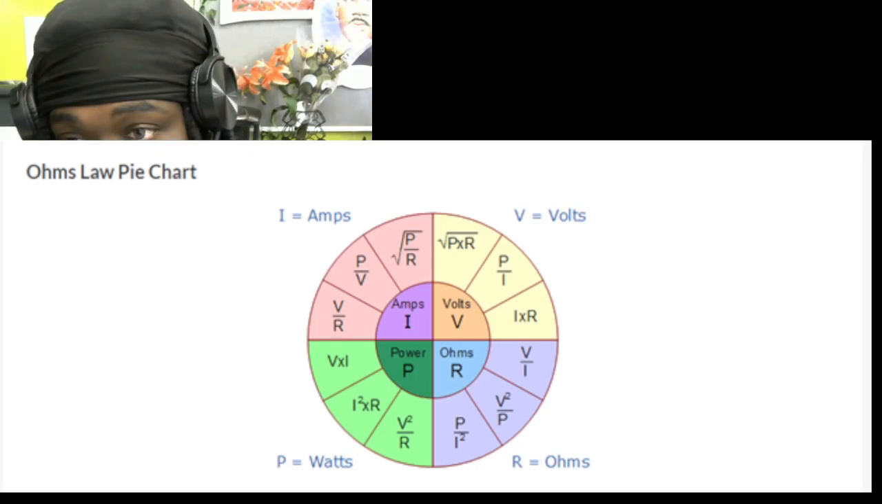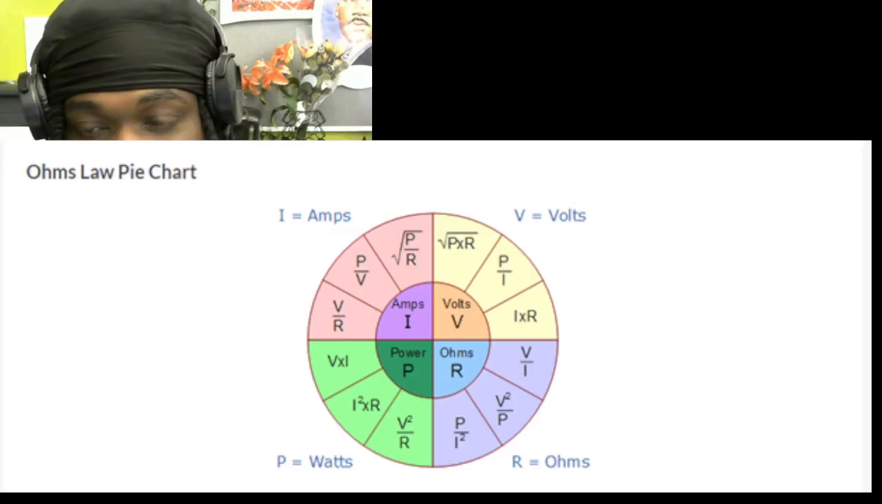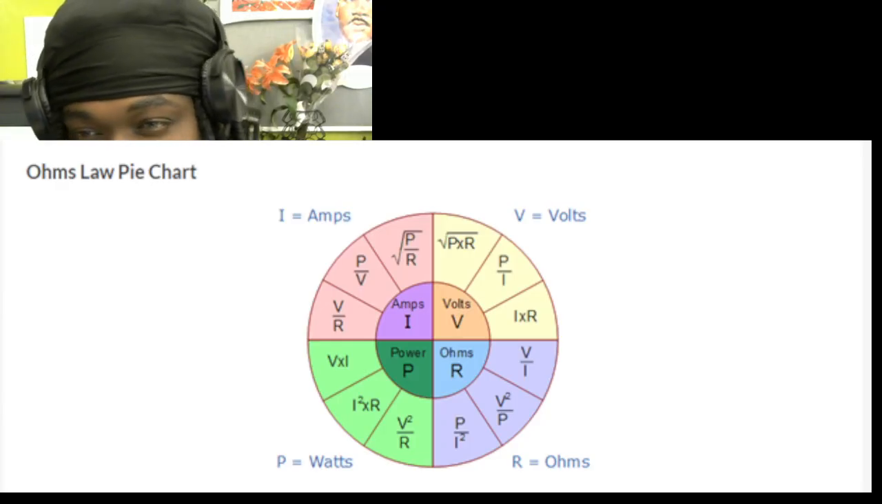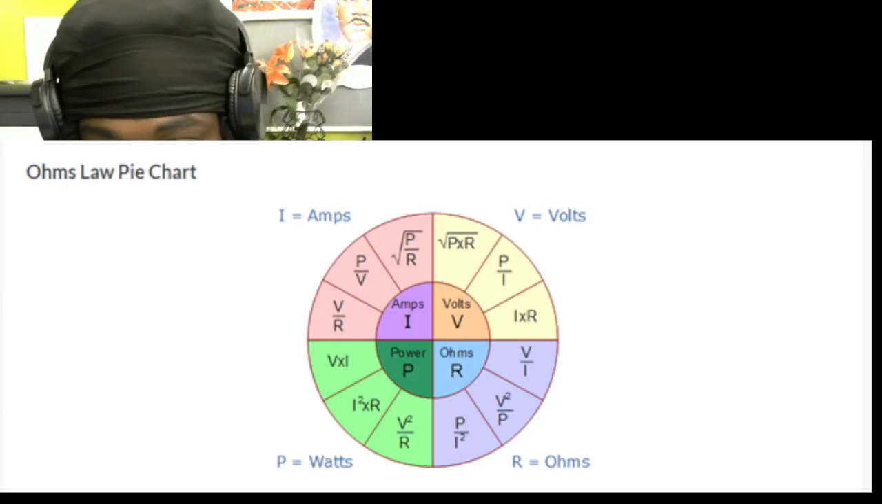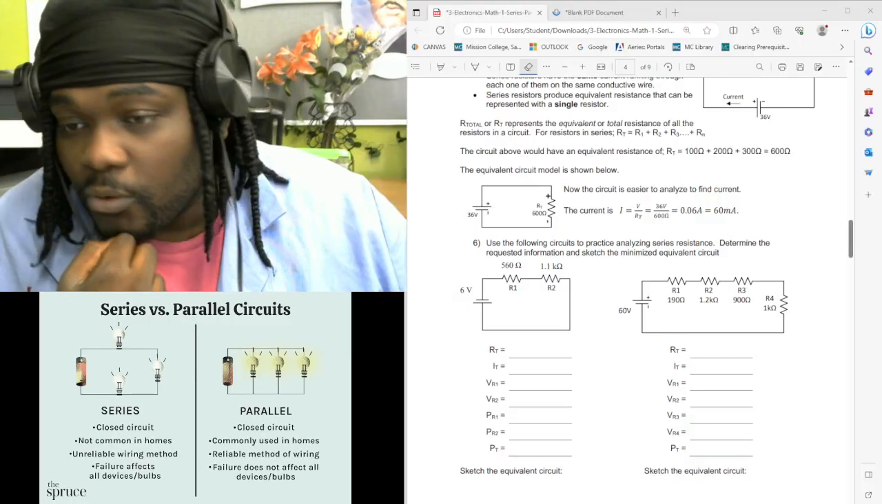So essentially, we're gonna go over the Ohm's law pie chart, understand what it is, how this could be a small cheat sheet for you. It sort of looks like your trig type of pie chart with some different things. So this is really important.